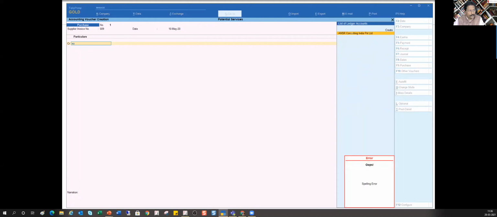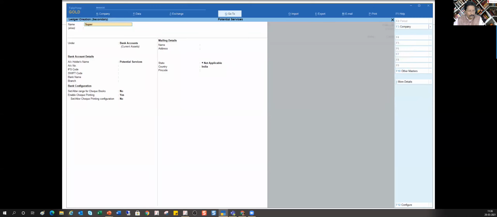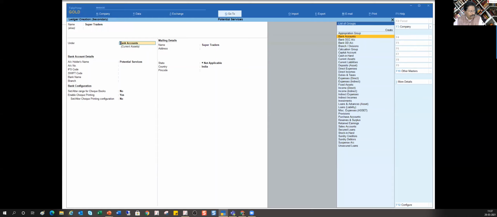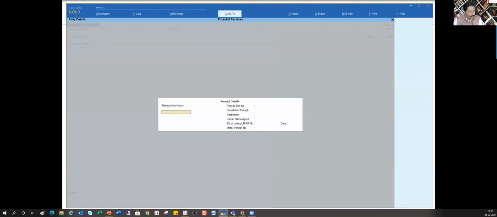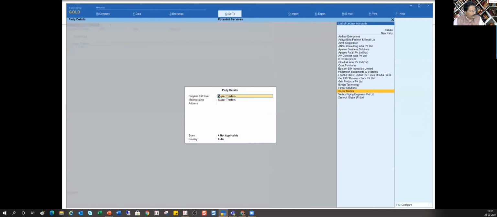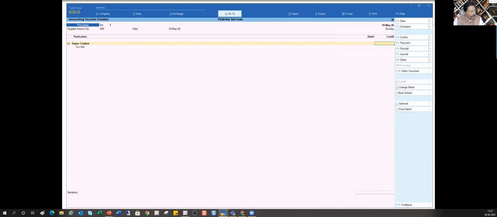So SUP. So obviously it is not there. I'm going to press Alt C. Then I'm going to say super traders, right? This is my sundry creditors, right? So again, we have not discussed this bill wise detail. Don't worry, just accept this. Okay. So any new screen that you are seeing, just accept. We will discuss this as we move forward.